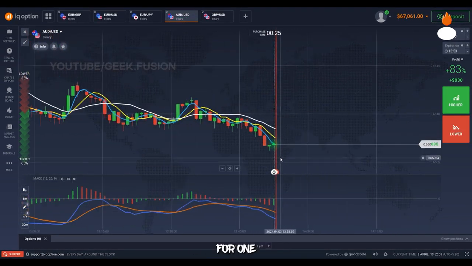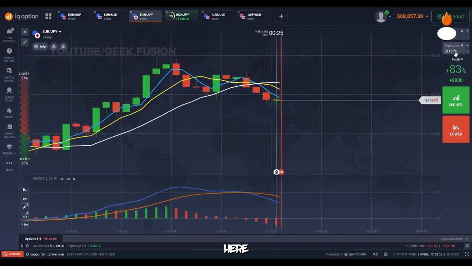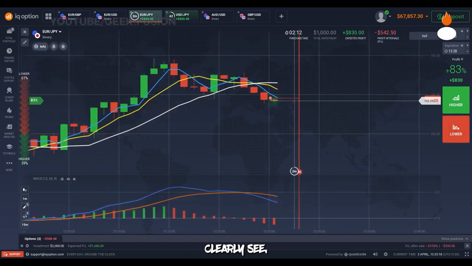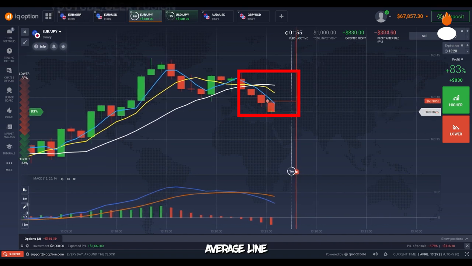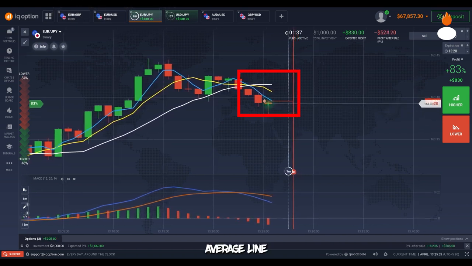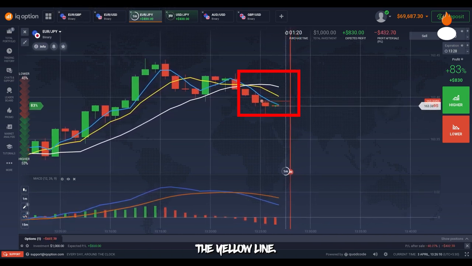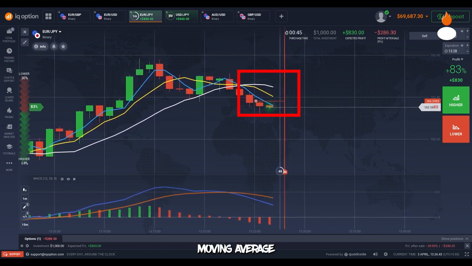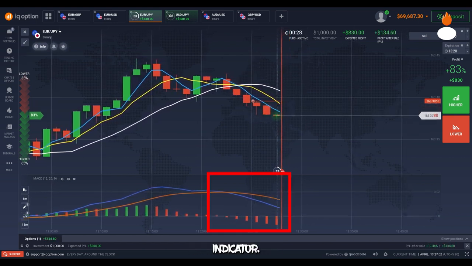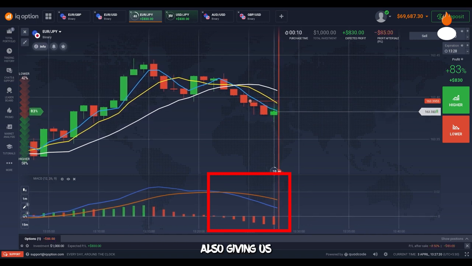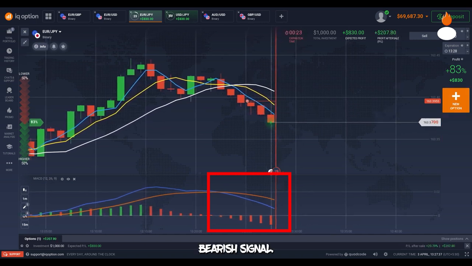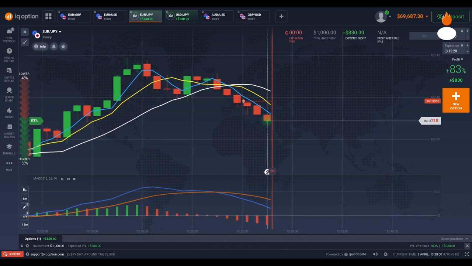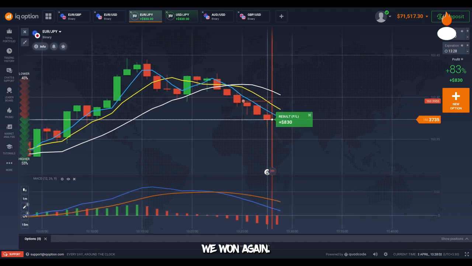Let's try to open a trade for one last time today. Here, I am opening a trade to the downside again because, as you can clearly see, the blue moving average line crossed the yellow moving average line and started to go below the yellow line. And also, the market is moving under the white moving average line. Look at the MACD indicator. MACD is also giving us the same bearish signal. Okay, let's wait for the result. Wow, great. We won again.